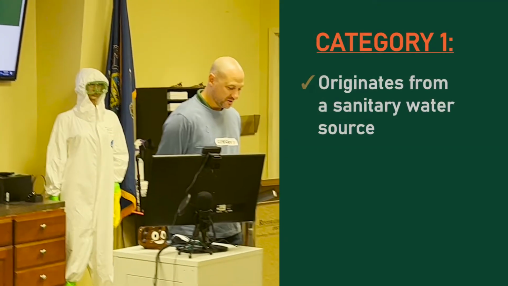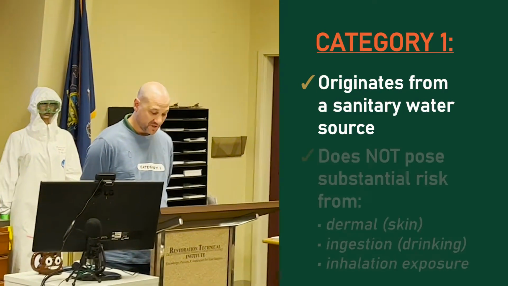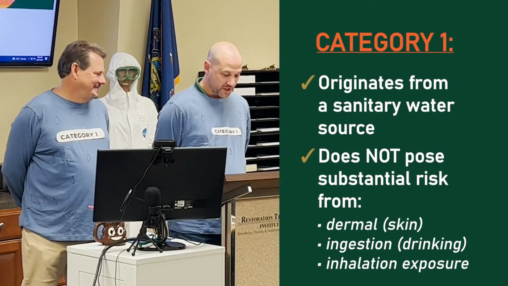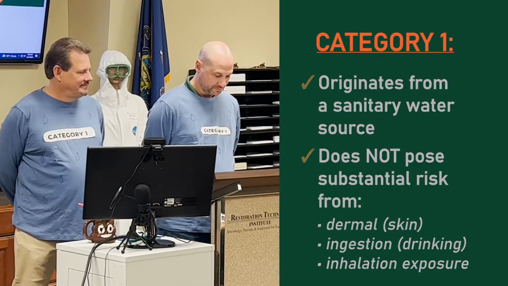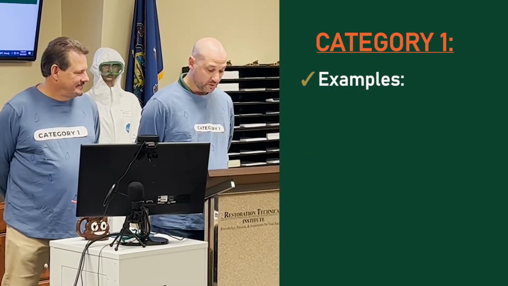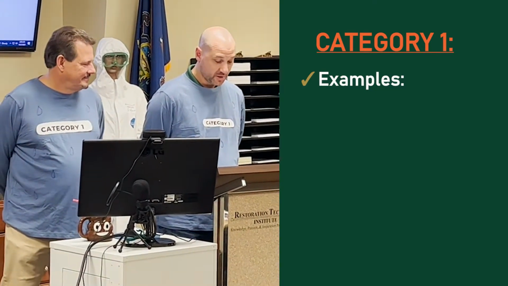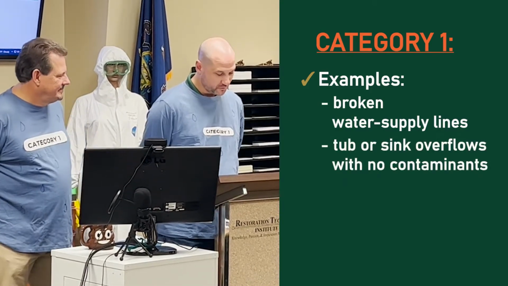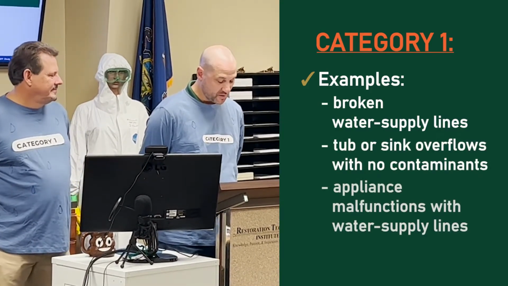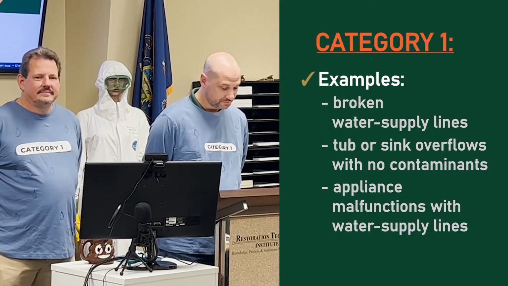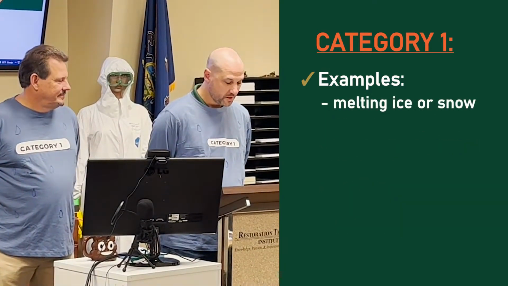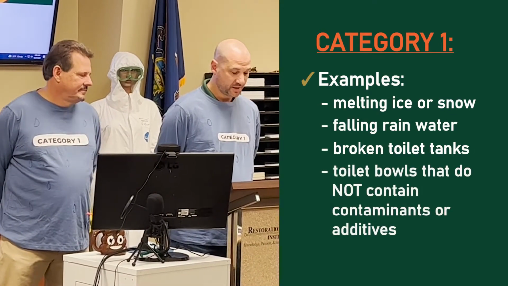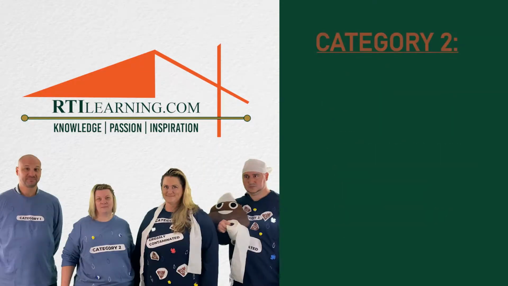Category 1 water originates from a sanitary water source and does not pose substantial risk from dermal, ingestion, or inhalation exposure. Examples of Category 1 water can include, but are not limited to, broken water supply lines, tub or sink overflows with no contaminants, appliance malfunctions involving water supply lines, melting ice or snow, falling rainwater, broken toilet tanks, and toilet bowls that do not contain contaminants or additives.